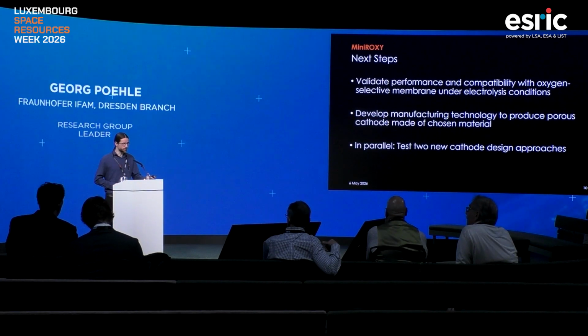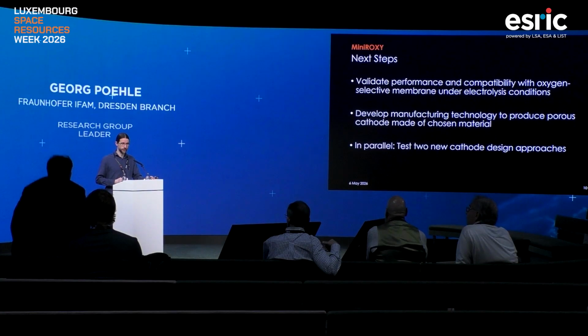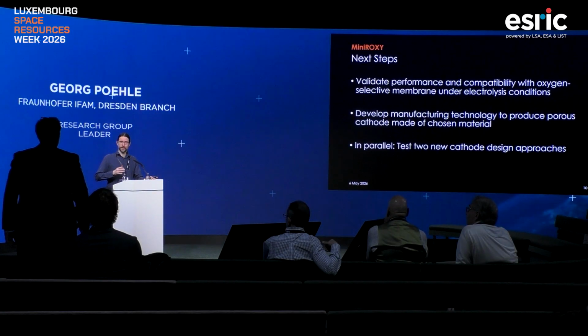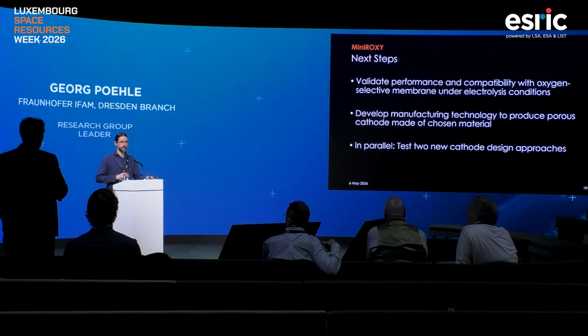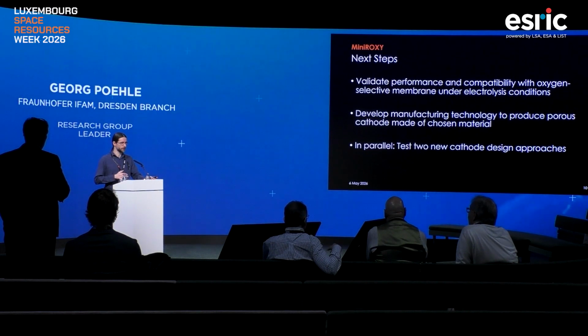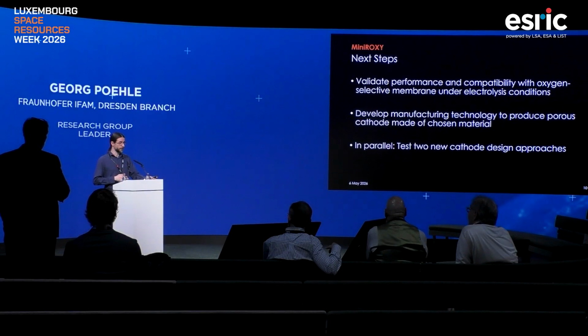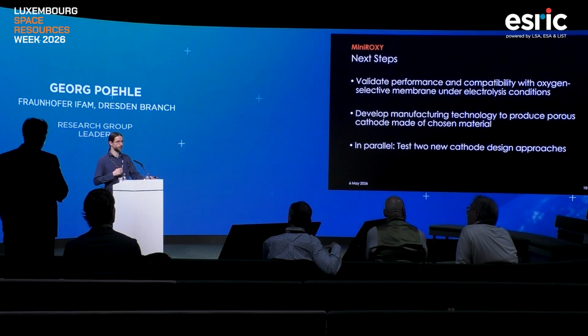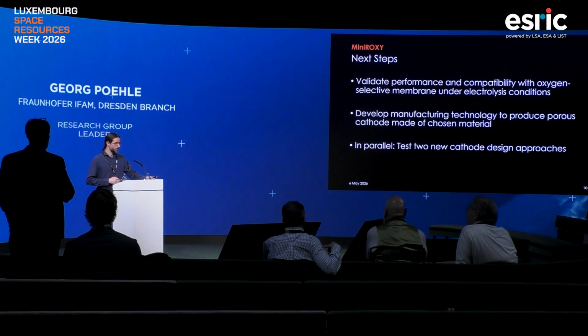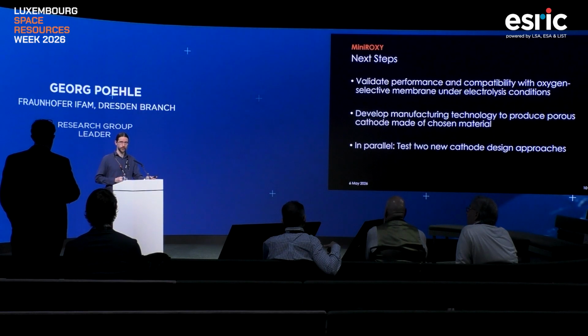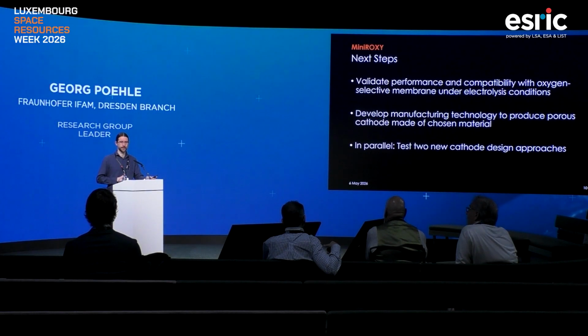So the next steps, which we want to do with quite a bit of urgency, is to go on, particularly with molybdenum silicide and MOSIP, to validate their performance and also their compatibility with the rest of the cell under actual electrolysis conditions. We are looking at the manufacturing technology we need to produce the porous cathodes, which we use for mini ROXY. And in parallel, we are also testing 2 other design approaches, which I unfortunately can't discuss due to IP reasons right now.